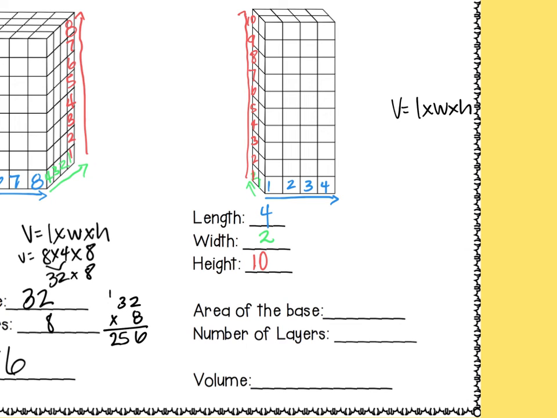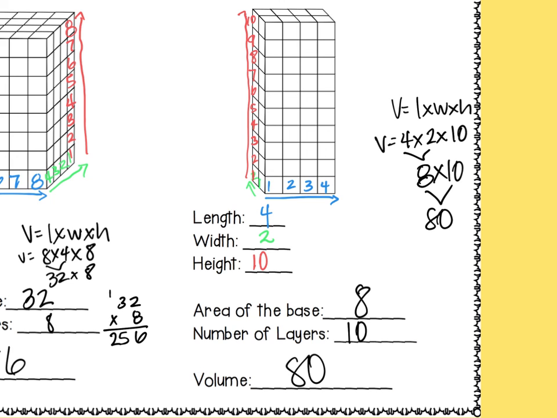So now that I have my length, my width, and my height, I can plug that into my formula for 4 times 2 times 10. And when I multiply 4 times 2, my length times my width, I'm going to get the area of the base. So 8 is my area of my base. And now I'll multiply the area of my base times my height. So I have a height of 10. So there are 10 layers in my prism. And 8 times 10 equals 80. So the volume of my prism is 80 cubes.